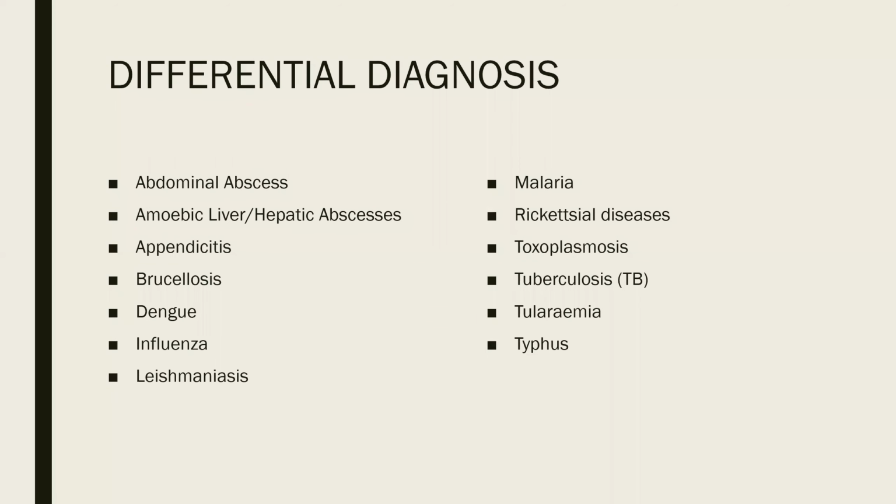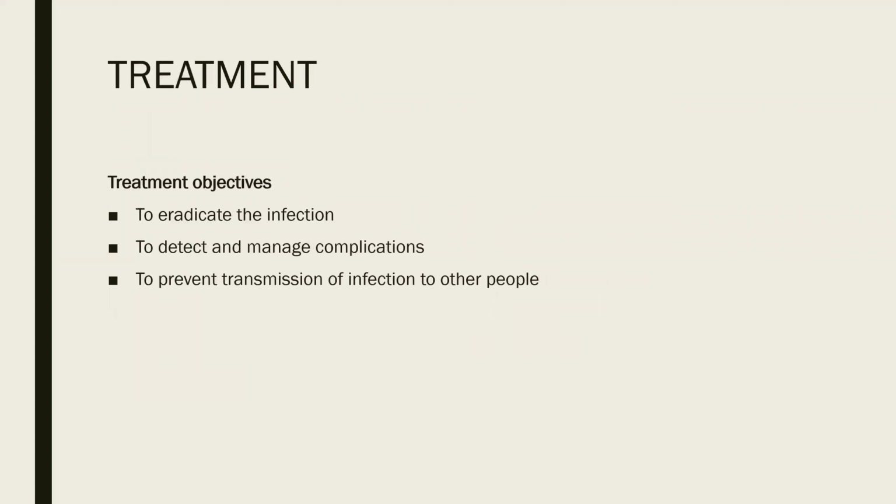Now, what will be some of the differential diagnoses? So in our setting, malaria, we'll look at amoebic liver disease, hepatic abscesses, appendicitis, and then abdominal abscesses. Abdominal tuberculosis as well will be something you want to look for, and some of the other diagnoses are also there.